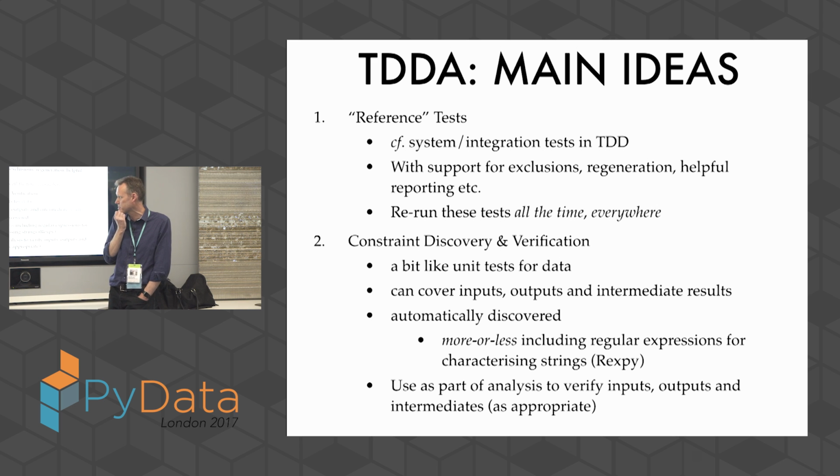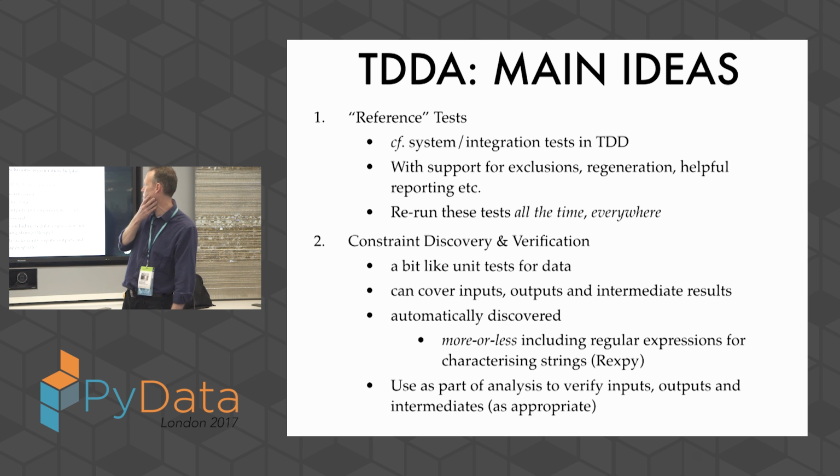And the second idea is the idea of constraint discovery and verification. And these things are a bit like unit tests for data, again, for those of you who know about TDD. So this is the idea of checking that your inputs are the right kinds of inputs, that your outputs are the right kind of outputs, and if you have intermediates, that your intermediates are the right kinds of intermediates, using constraint technology. And we'll talk about all of this in much more detail.